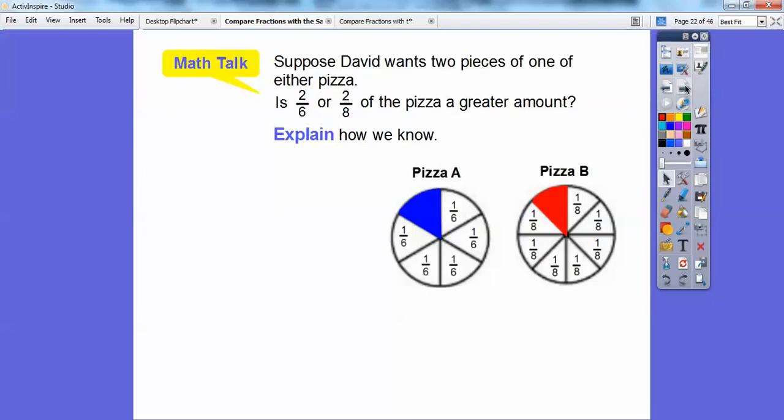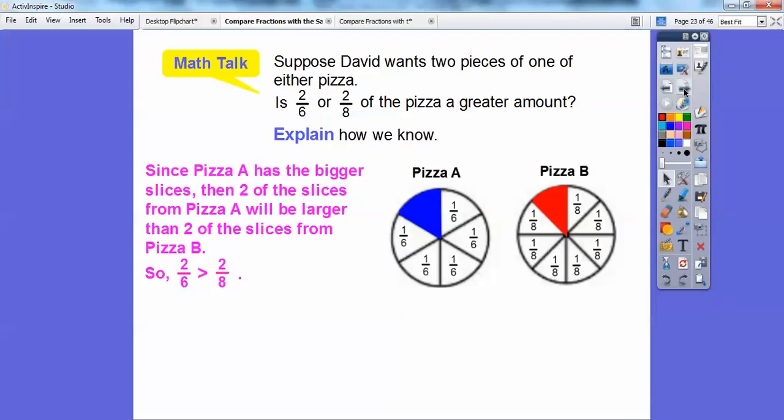All right, so suppose David wants 2 pieces of either pizza. So either 2 pieces of pizza A or 2 pieces of pizza B. Are 2 of these pieces going to be larger than 2 of these pieces, or 2 of these pieces going to be larger than 2 of these pieces? Which has a greater amount? And explain how you know.